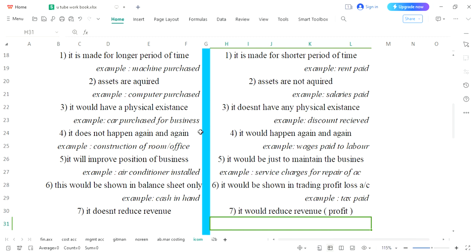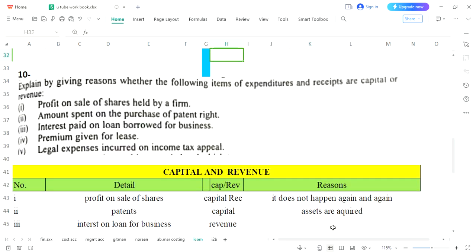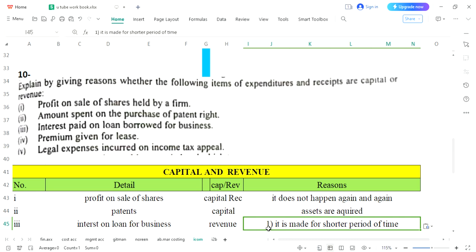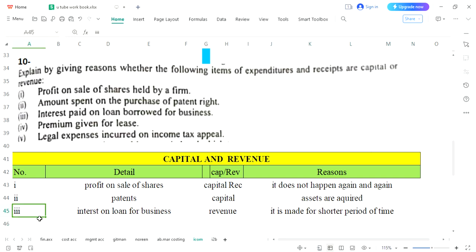Why? Because it would happen again and again, or you can say it is made for a shorter period of time. So here we will put the reason as we have decided loan, and you are paying interest. Interest is a frequent activity. Within a year you will be paying this interest again. One reason, and secondly this loan was for your business. And when you have taken a loan for the business, it means it's a usual activity. It is a usual activity, and it would be happening again in the next shorter period of time.